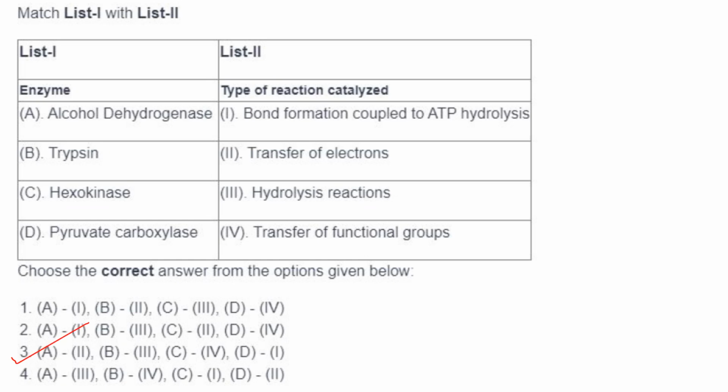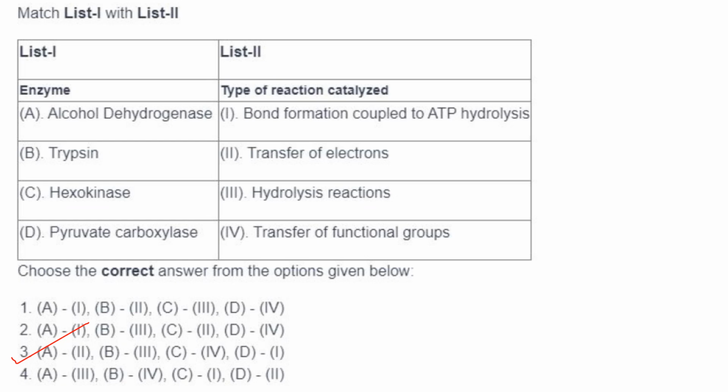Okay, we'll see B3. Trypsin. Trypsin is a proteolytic enzyme. It breaks down proteins into peptides or amino acids. It cleaves the bond between lysine and arginine amino acids. So it is a hydrolysis reaction. So B3. B3 is there. Okay, that's correct.